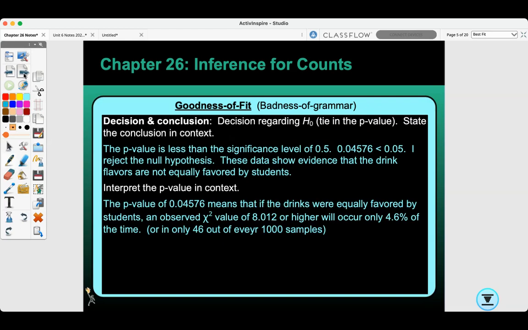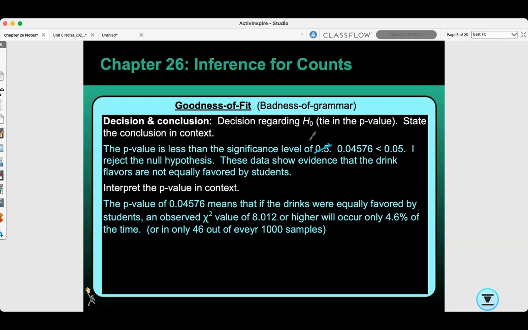So we need to make a decision and conclusion. We need a decision regarding the null hypothesis tied to the p-value, and state the conclusion in context. The p-value is less than the significance level of 0.05. So this right here should say 0.05. 0.04576 is less than 0.05. I reject the null hypothesis. These data show evidence that the drink flavors are not equally favored by students.